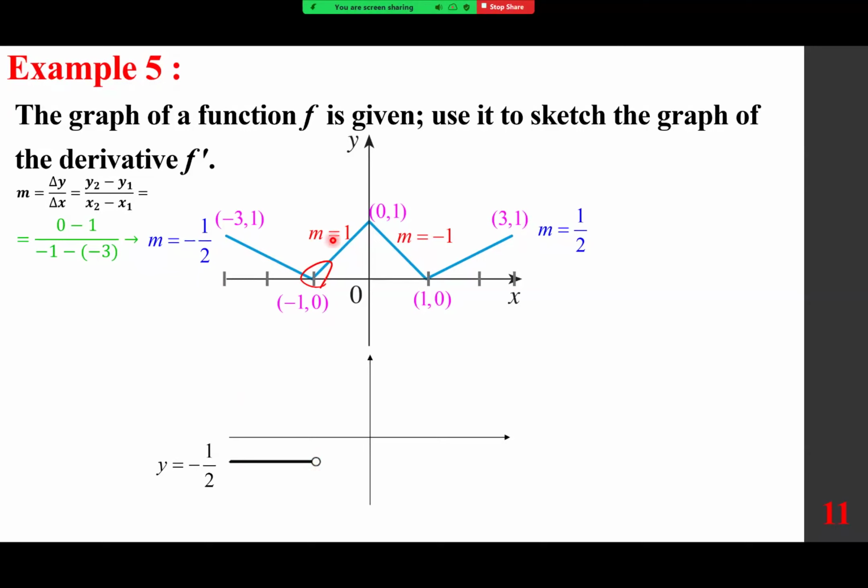So what about the rest of them? This one, y equals 1. This one, y equals negative 1. This one, y equals 1/2. So for y equals 1, this would be a line y equals 1 like that. However, it stops here and here because we have a sharp corner. So we have a hole here, and we have a sharp corner here.